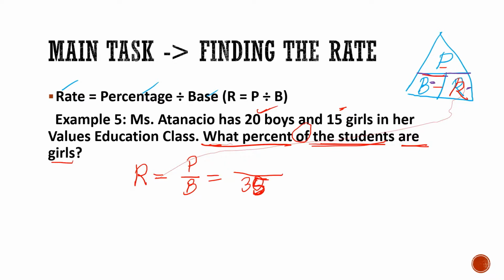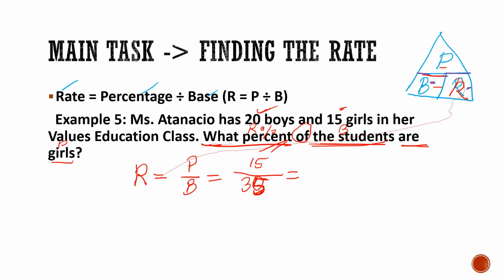Are girls. So, what do we put as the percentage: the boys, the girls, or the number of students? "Are girls" is your clue. What percent is the rate we are looking for, of the students is the base, and are girls is the percentage. So it's 15. We're not looking for the fraction, we're looking for the rate or the percent.